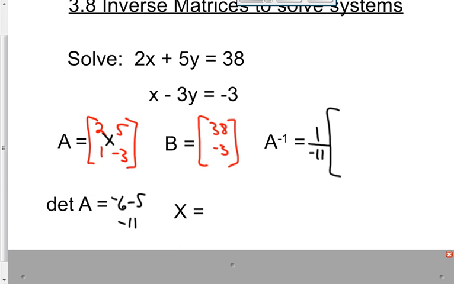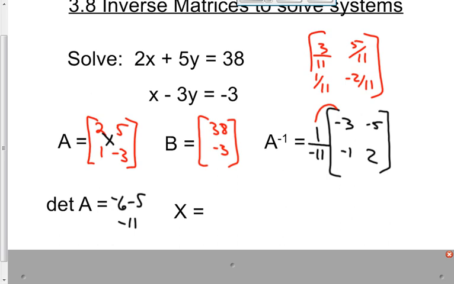times, now we're going to do our little switch-around stuff. Trade places on the first diagonal, negative 3, 2. Leave the other diagonal where they are, but negate them, change the signs. And now we're going to do the scalar multiplication with this negative 1/11 times everything. We get 3/11, 5/11, 1/11, negative 2/11. So that is our inverse matrix.